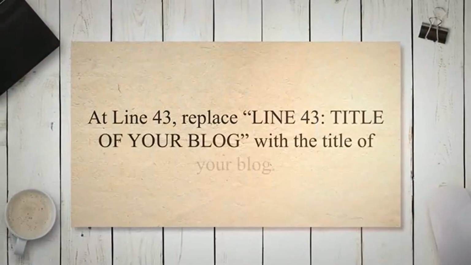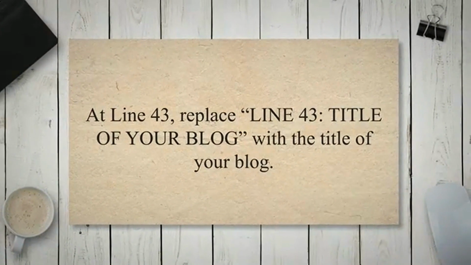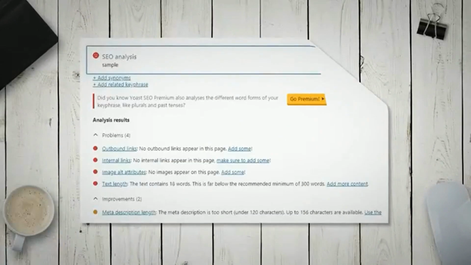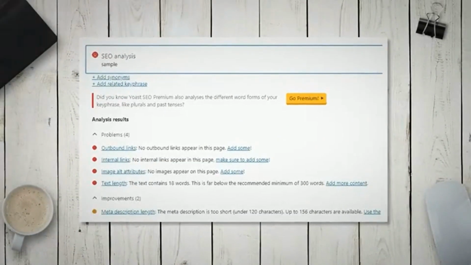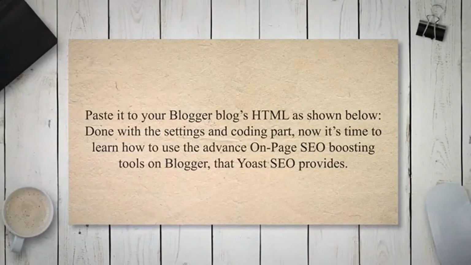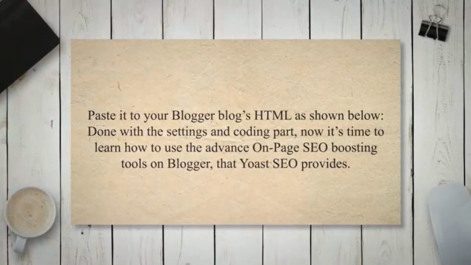At line 43, replace "title of your blog" with the title of your blog. Note: the code won't compile unless you make the above changes. Paste it to your Blogger blog's HTML as shown below. Done with the settings and coding part.